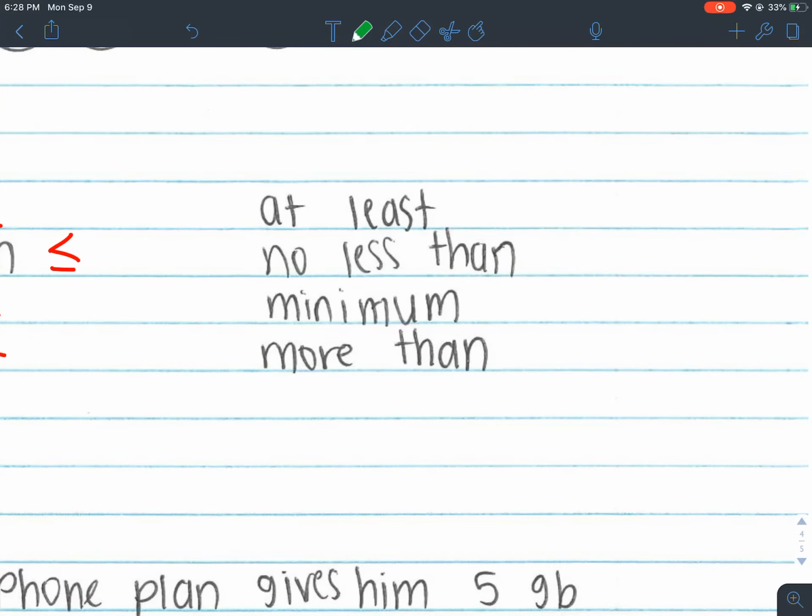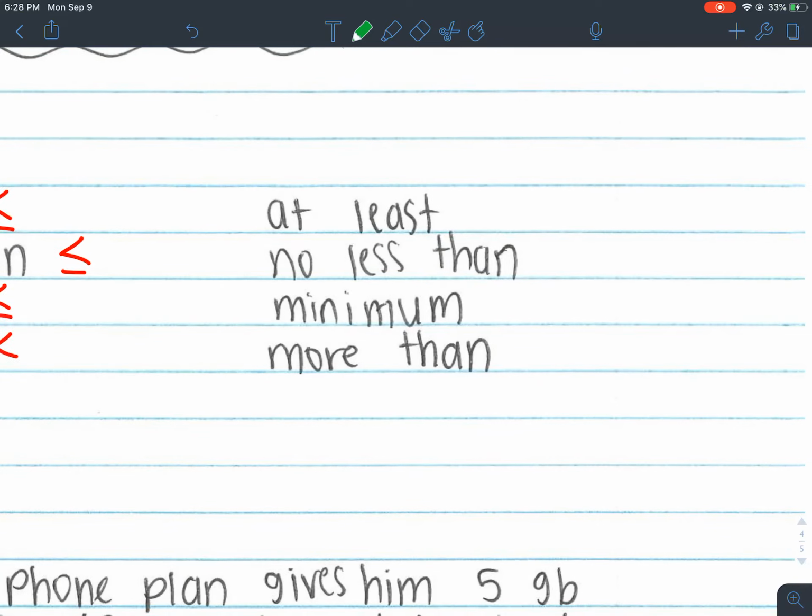All right. Now we have at least. If I say you have to be at least 4 feet tall to ride the ride, it means you need to be 4 feet tall or higher. So this would be you have to be greater than or equal to. No less than is the same thing. You have to be no less than 4 feet tall. Minimum. You have to be a minimum of 4 foot tall. So you have to be 4 feet or higher. So greater than or equal to.